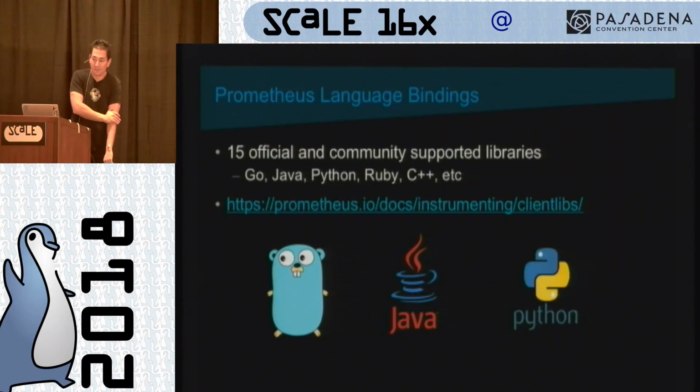So, Prometheus has 15 official language bindings, and there's also a ton of community-supported ones. I just listed a couple here, like Go, Java, and Python, the big ones. You can check out the Prometheus documentation and take a look at all the different client libraries that are available.